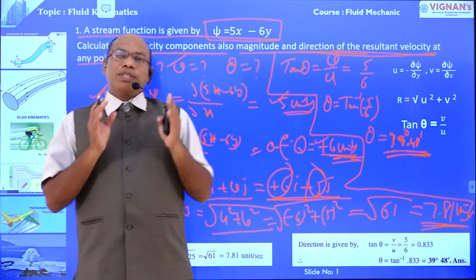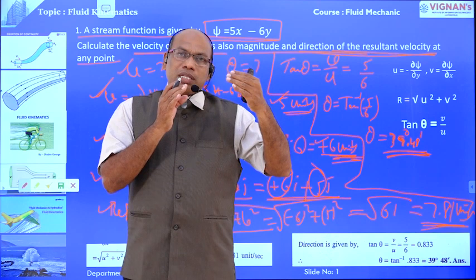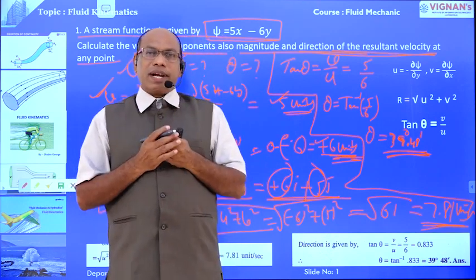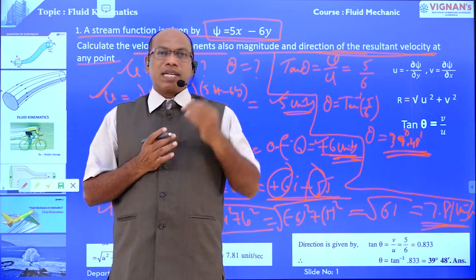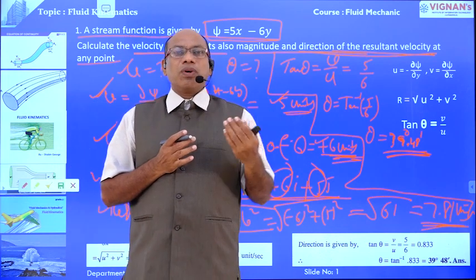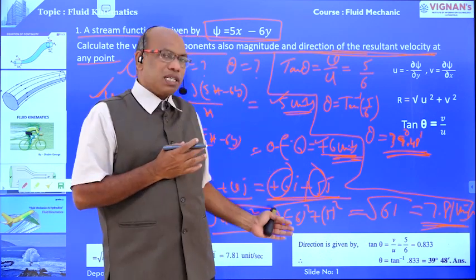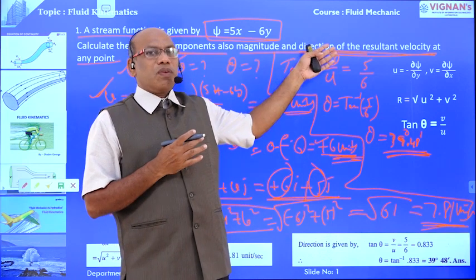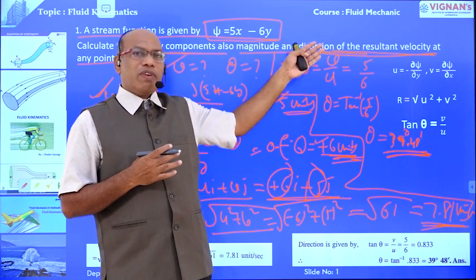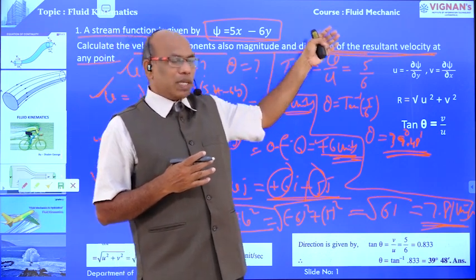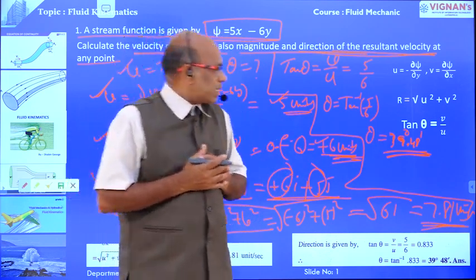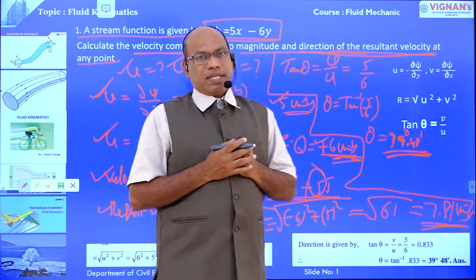In this problem, they have given the stream function psi equal to 5x minus 6y. Based on that data, the velocity component in the x direction and the velocity component in the y direction are determined. And what is the direction of the resultant velocity? We determined the resultant velocity, and for its direction, tan theta is equal to v by u. Substituting the v value and u value, finally we have the direction of resultant velocity theta equal to 39 degrees 48 minutes. This is about this problem.